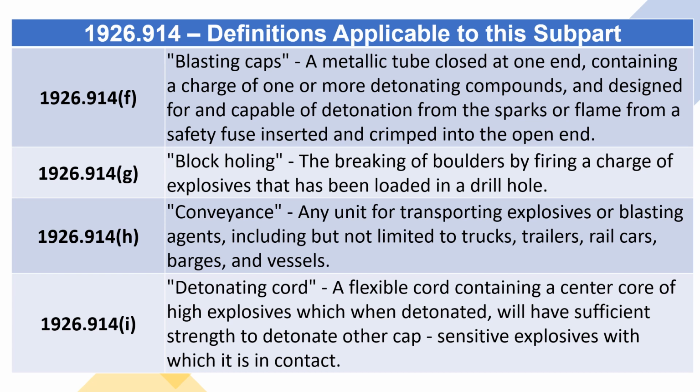1926.914(h). Conveyance. Any unit for transporting explosives or blasting agents, including but not limited to trucks, trailers, railcars, barges, and vessels. 1926.914(i). Detonating Cord. A flexible cord containing a center core of high explosives which, when detonated, will have sufficient strength to detonate other cap-sensitive explosives with which it is in contact.